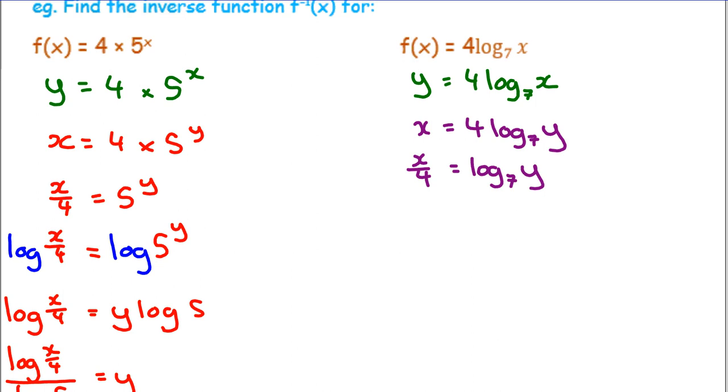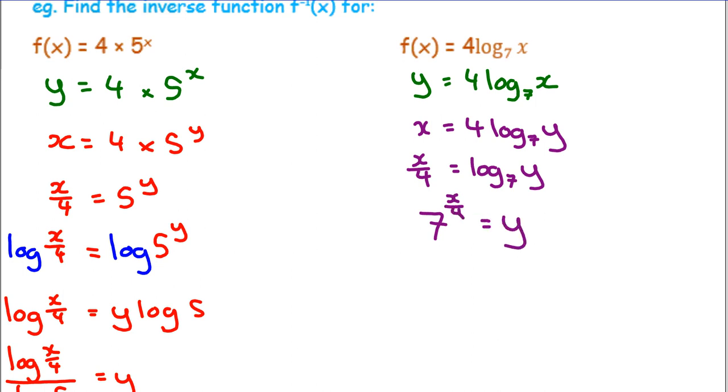Different ways you can do this. I would suggest now turn it into exponential form. What's the base going to be in that case? 7, yeah. And what's the exponent going to be? Yeah. So the exponent is x over 4 equals y.